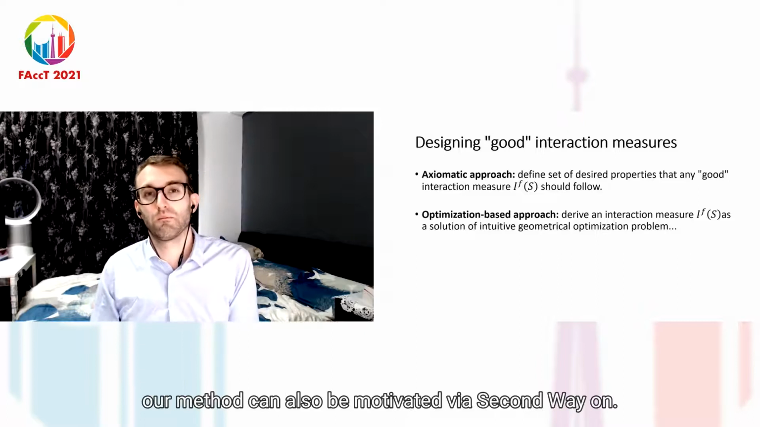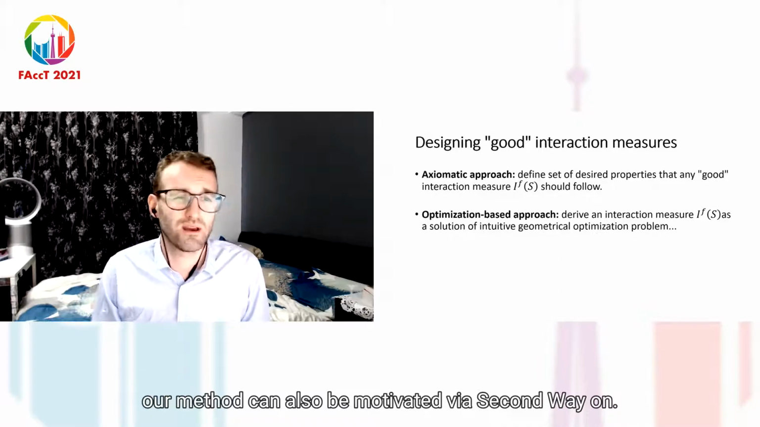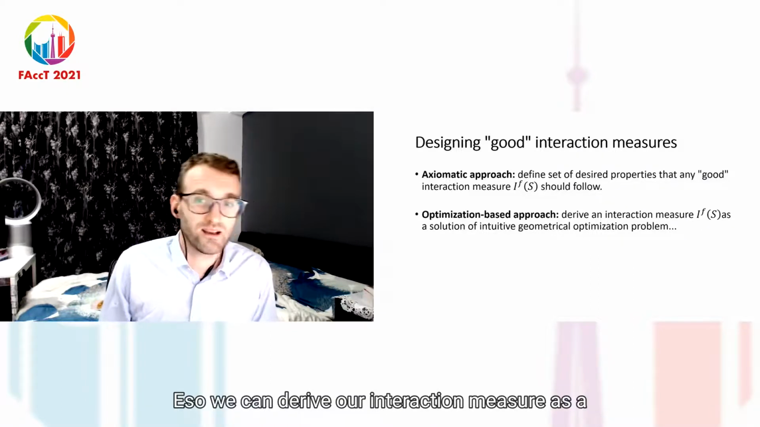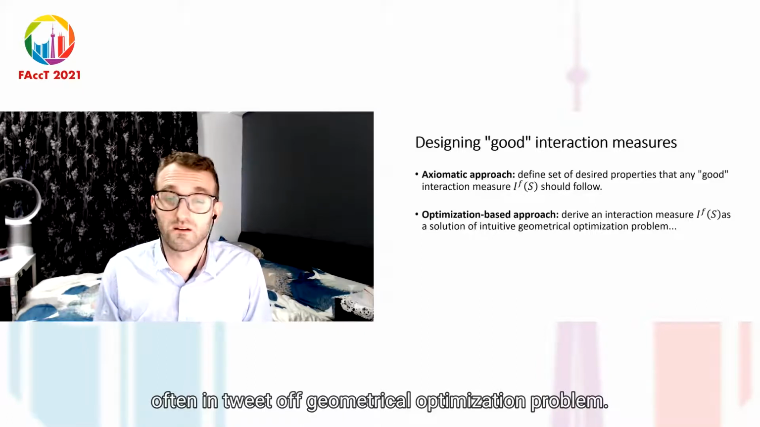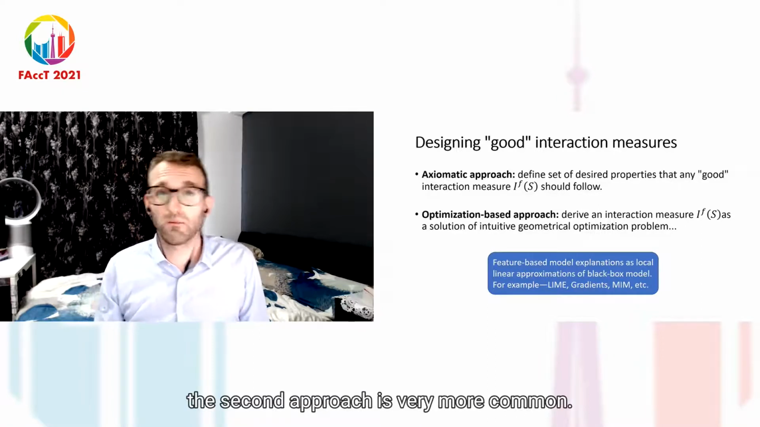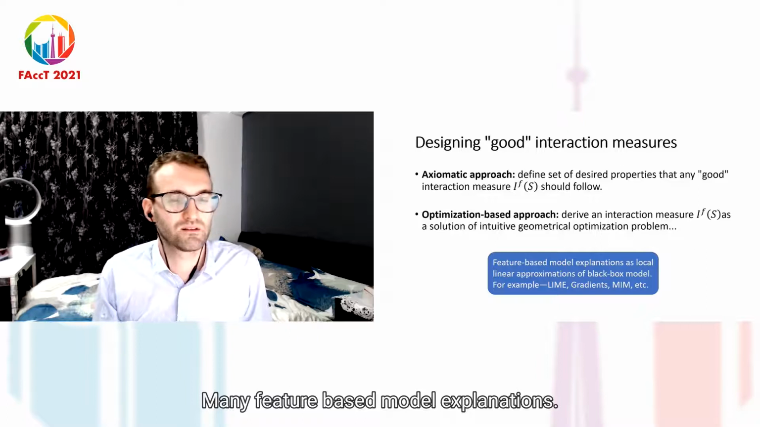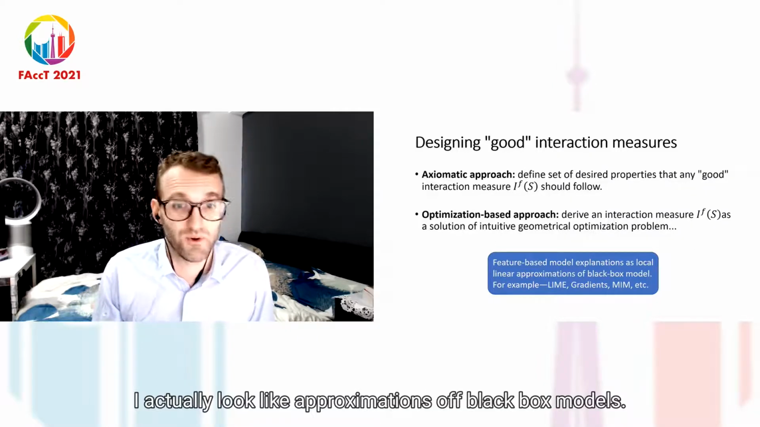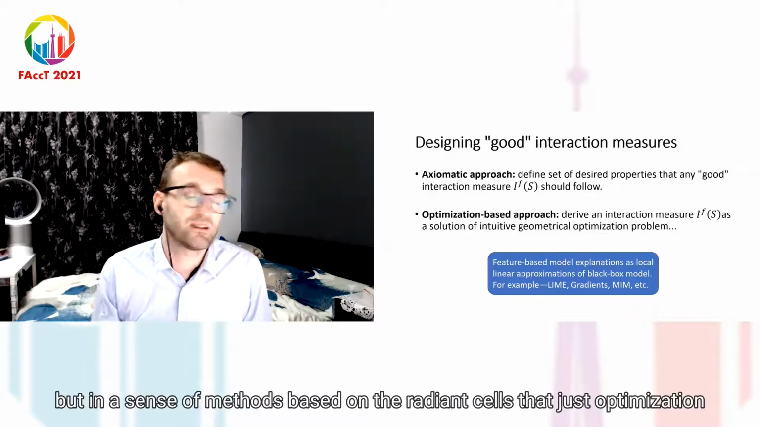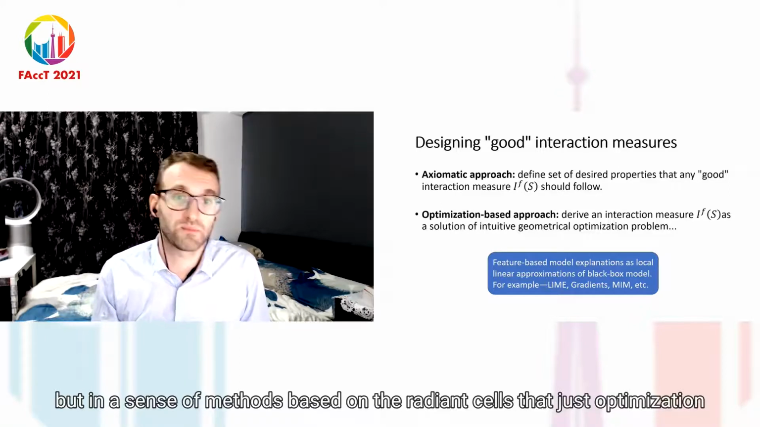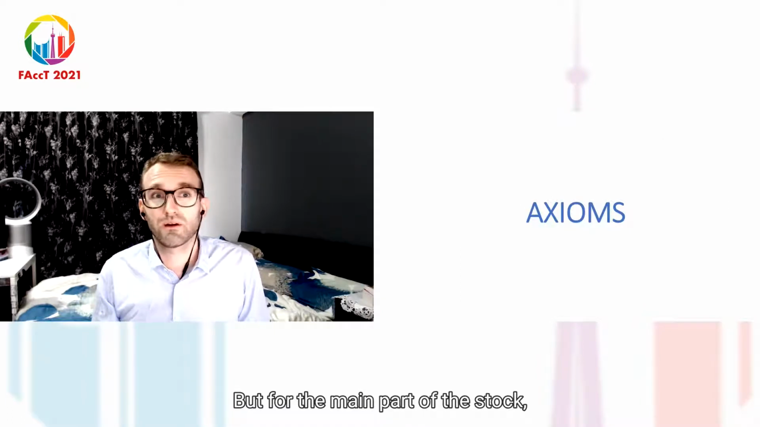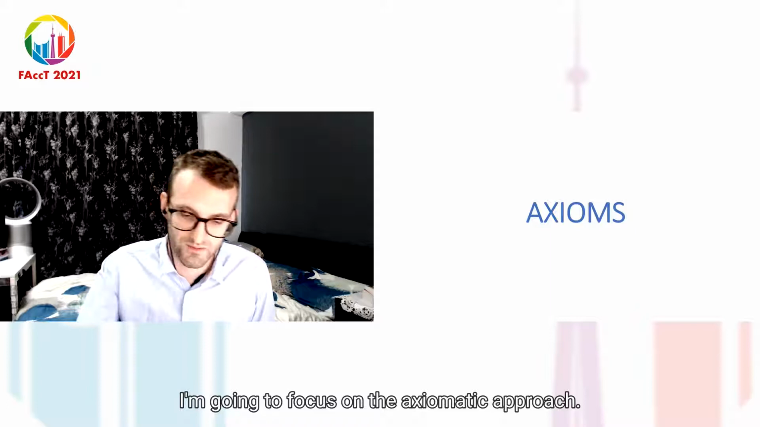However, our method can also be motivated via a second way, and that's the optimization-based approach. So we can derive our interaction measure as a solution of an intuitive geometrical optimization problem. And in a sense, the second approach is way more common. Many feature-based model explanations are actually local approximations of black box models. The most famous example would be LIME, but in a sense, methods based on the gradients are also just optimization-based methods. But for the main part of this talk, I'm going to focus on the axiomatic approach.